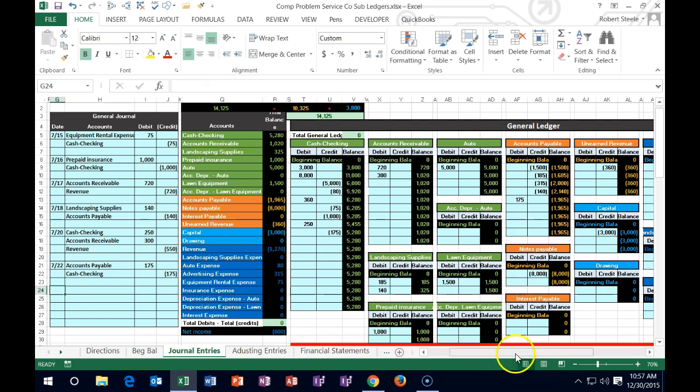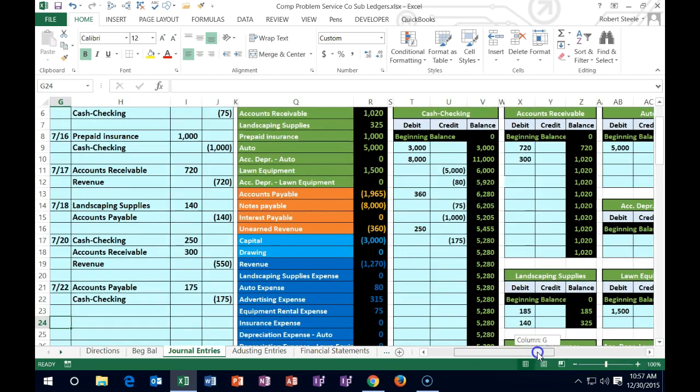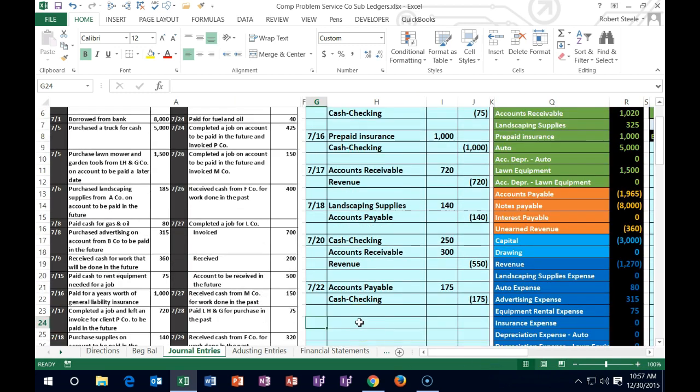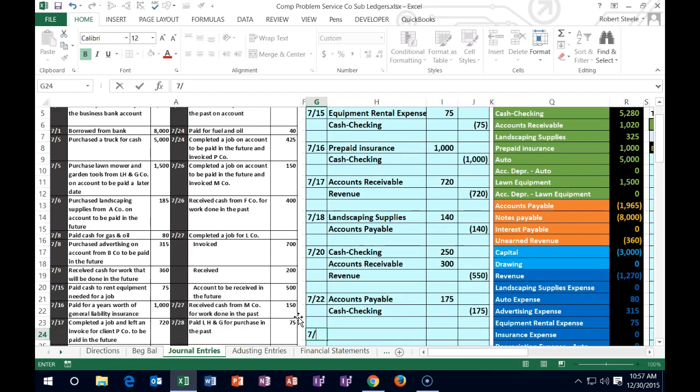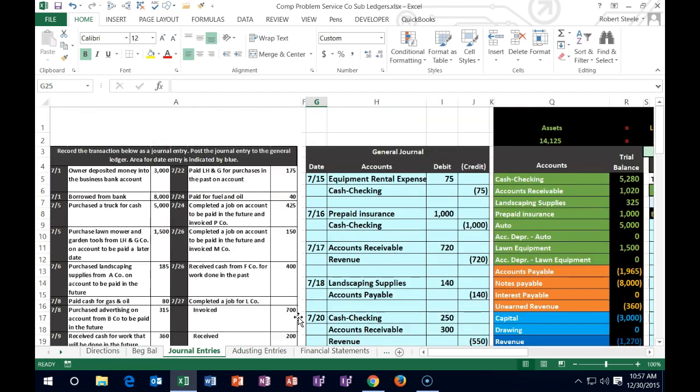All right, so we're going to make this large again, going back up on the taskbar to 100%, scrolling back over to the left. Oh, we're at the top this time, so we're up here. So I'm on 724, and 724 says paid for fuel and oil.